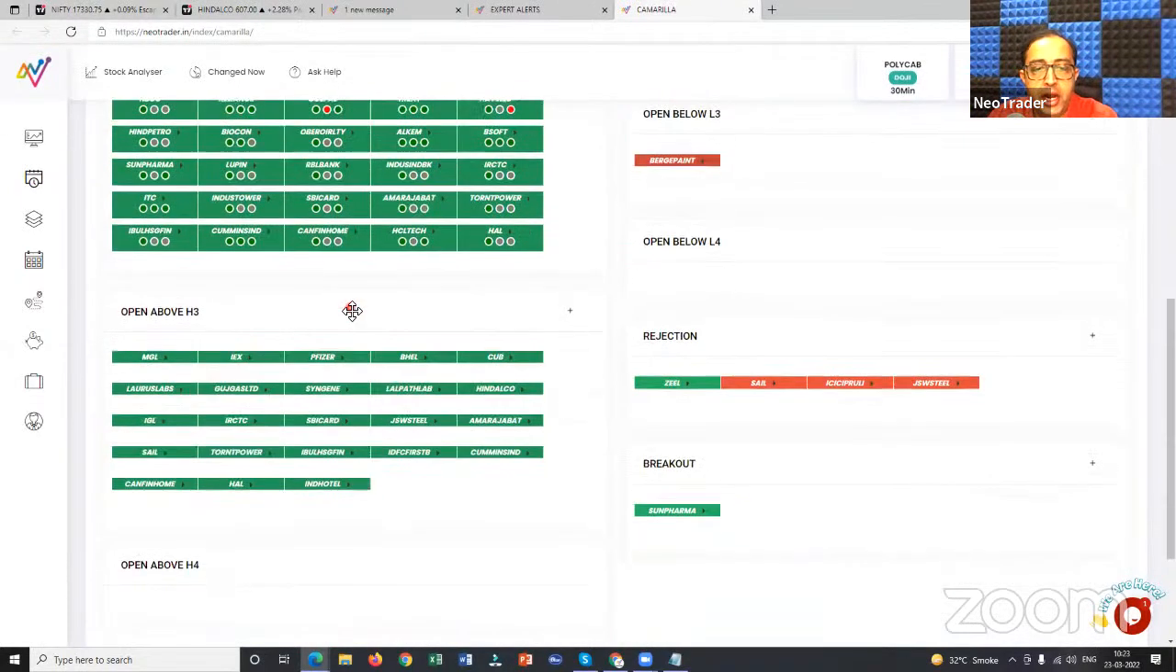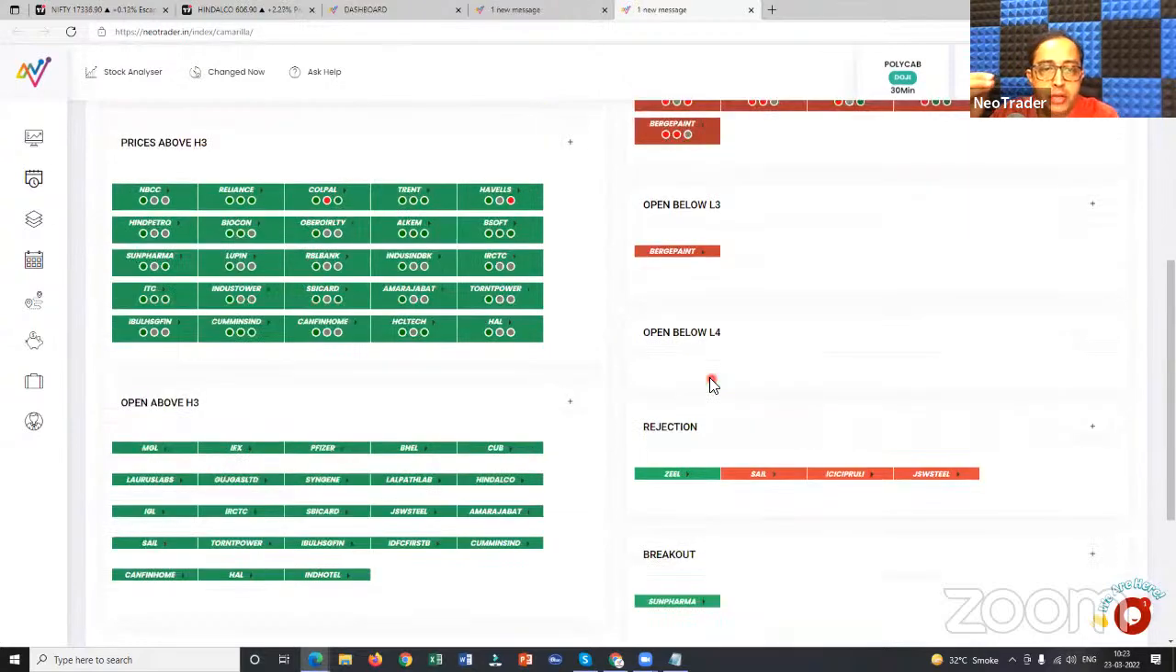Now, there are opportunities on the rejection also. Why? So a rejection possibility, okay? A rejection possibility is when a trade is trying to go down, but it's not able to sustain. In the same way, here the trade is trying to go up, but it's not able to sustain. So this is the kind of scenario. So what happens is Neo Trader helps you to look in the right direction. That's what makes a big difference. Okay.